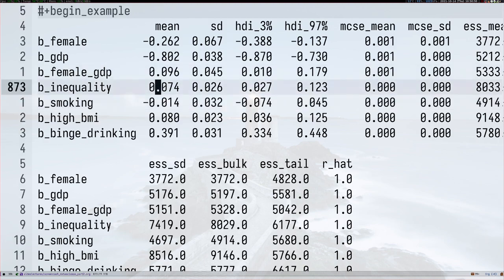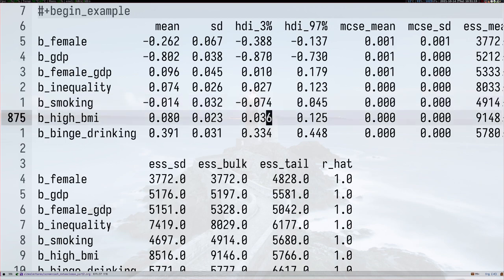The effect of smoking is not very precisely estimated. The effect is negative, but when you look at the standard deviation of that posterior distribution, you can see that the standard deviation is far bigger than the mean. It's more than twice as big. So when you look at this 94% interval, it's not clear that the effect of smoking is either negative or positive.